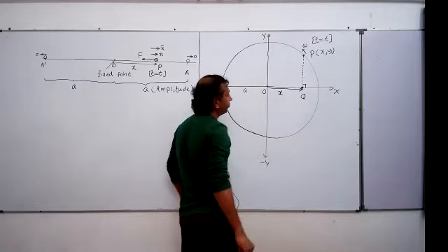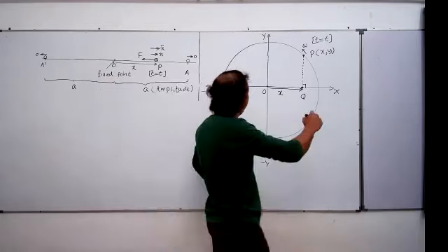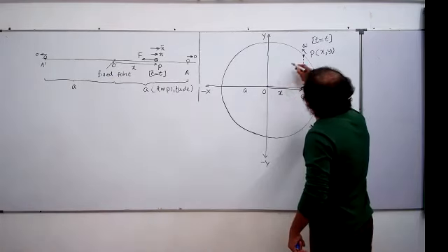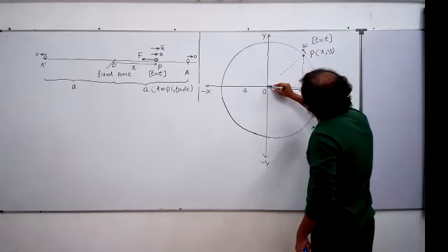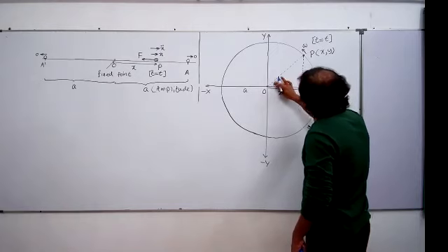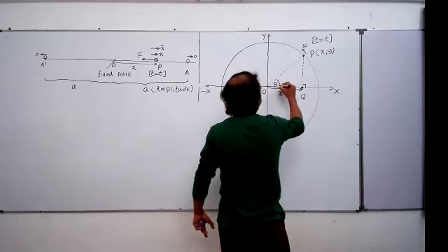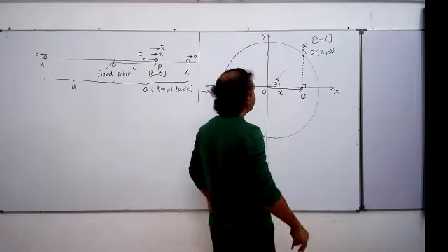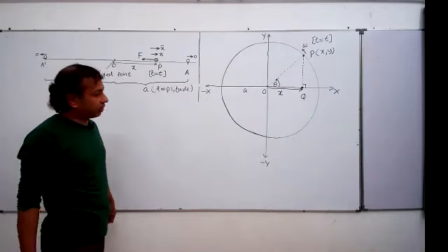At time t, when I join this O and P, this OP makes an angle theta with the positive x-axis in the anticlockwise direction. I take it like this. Then we'll write one sentence like this.